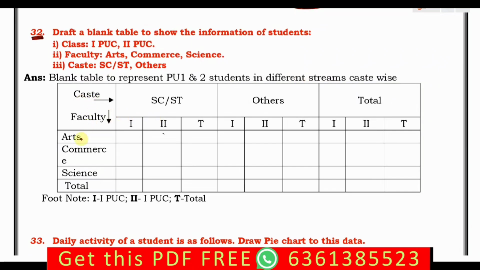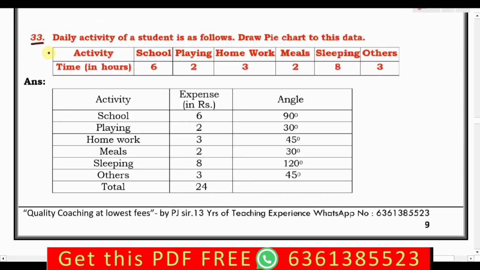Then as rows, the 3 pieces of information given: arts, commerce, science. Let me consider arts, commerce and science as rows, and SC, ST, others, these 2 categories given, as columns. First PUC and second PUC, let me refer to them as 1, 2, and for SC, ST, let me write the total. Similarly for others, and this will be the grand total. And this 1, 2, whatever we have written, let us write as first PUC, second PUC in terms of footnote.